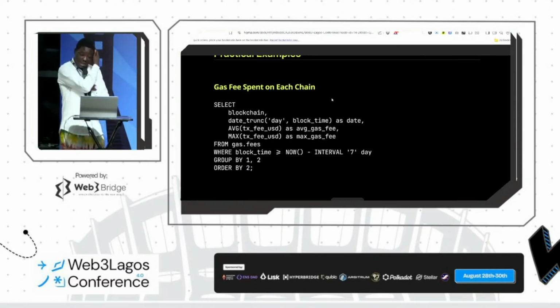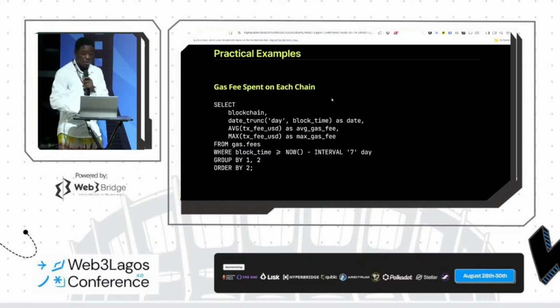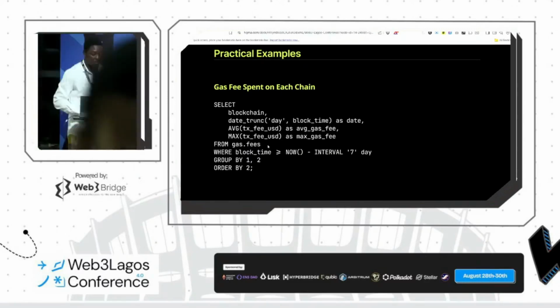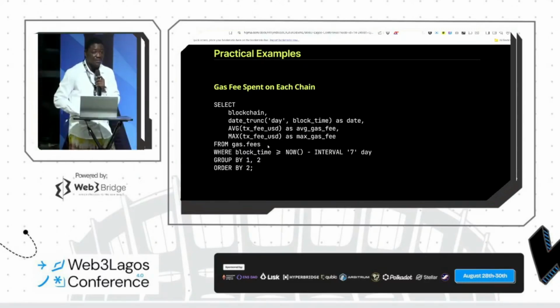So this is for gas spent on each chain. So on gas.fees, that is the table that has the information about gas fees that is spent per each blockchain, per each EVM blockchain in this case. So EVMs are Ethereum, Avax, Base, and the likes. So getting gas fees on Solana is totally different because Solana is not an EVM chain.